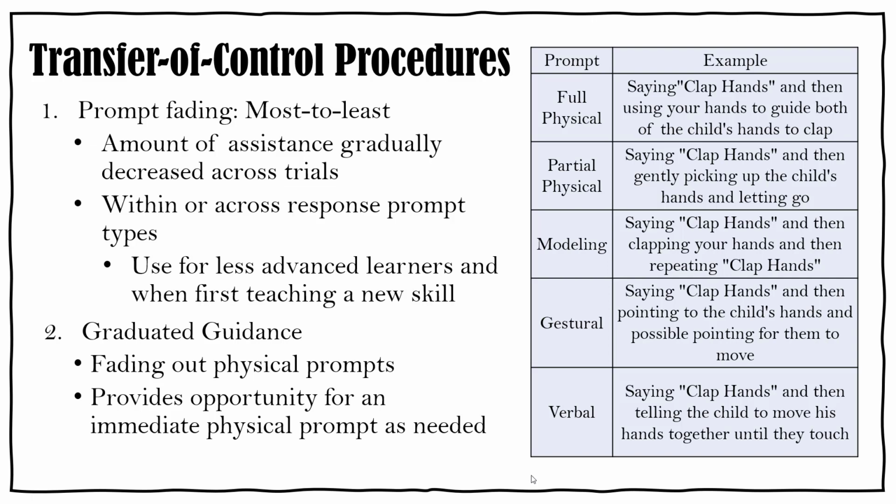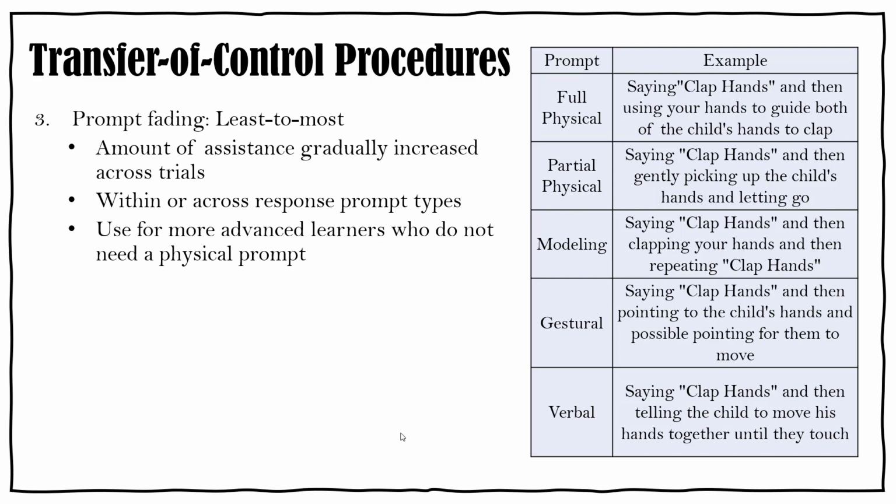The second type of strategy is what we call graduated guidance, and this refers to our physical prompts. When you have a physical prompt, you want to fade it out because these are the most intrusive, so you want to fade them out as quickly as possible. You might start with the full physical: you take both of the child's hands and you clap them together. Then you might take both of the child's hands and put them together, but have the child clap. Then you might fade it back where you just lift up the child's hands, and then you might just touch the child's hands for them to clap, and then you fade out, and then you can go to modeling and things like that. So that's called graduated guidance.